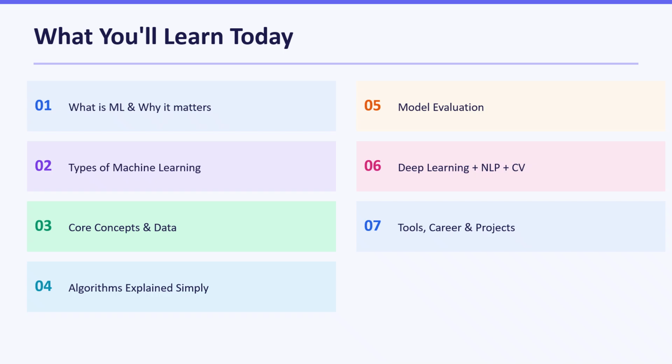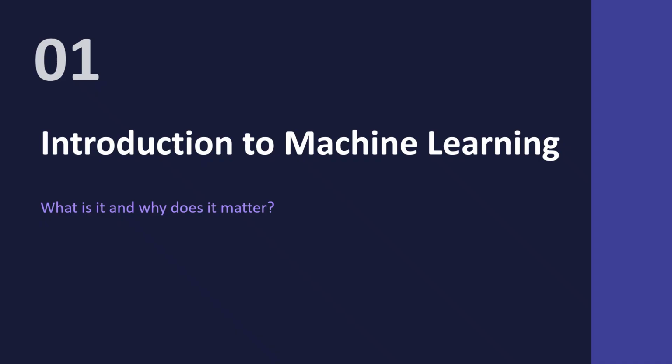Here's a quick roadmap of everything we will cover today. We'll start with the basics, what is ML and why does it matter? Then we'll look at the different types, core concepts, algorithms, model evolution, deep learning, the tools you will need, and finally career paths and projects. Think of this as a complete ML starter pack. Stick till the end because there's a 6-month learning roadmap waiting for you. Let's kick things off with the very basics.